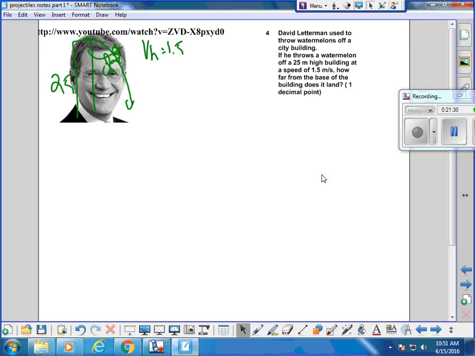Okay, let's have a whirl at this. It shouldn't take too long. Same steps as before. We've got a 25-meter high building. The horizontal velocity is 1.5. We want to know how far from the base of the building it lands. So we have to find the time of fall. d equals v_i t plus a half a t squared. Minus 25 is the height of the building, that's the vertical displacement. The initial vertical velocity is 0.